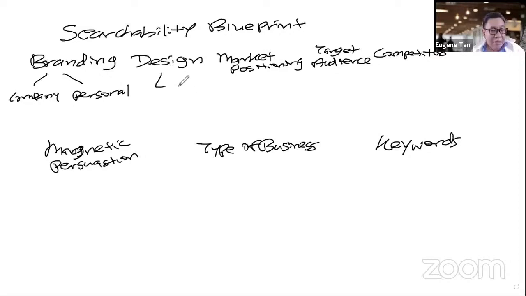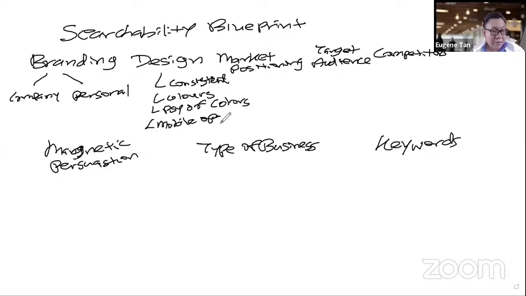Next, we look at design, right? Design basically has to be consistent. You have to look at the colors that you use. There is such a thing as the psychology of colors. You can Google that. Basically, they tell you certain colors invoke certain emotions. So this is something that could be useful to you. Those are the considerations of design. And the most important thing is whether it is mobile optimized. Today, in this day and age, most themes are mobile optimized, so you will not have a problem.